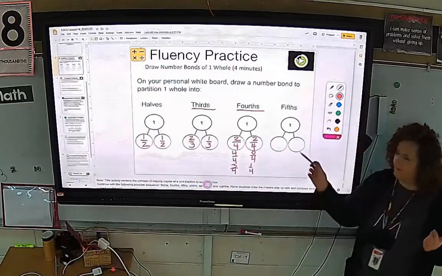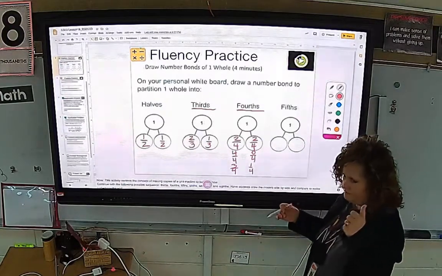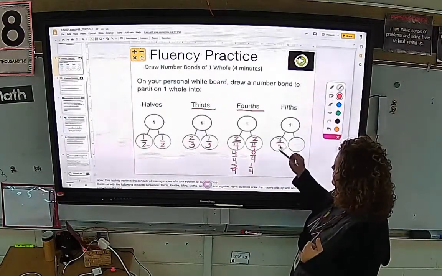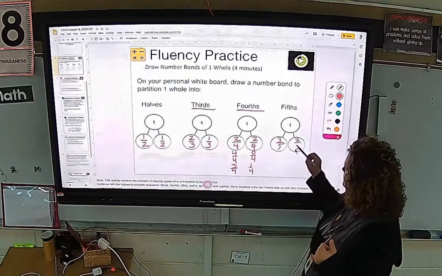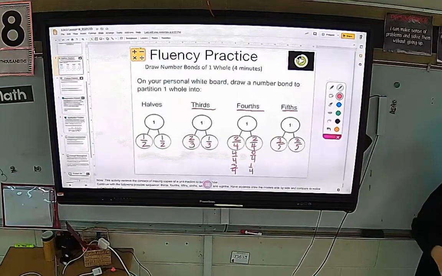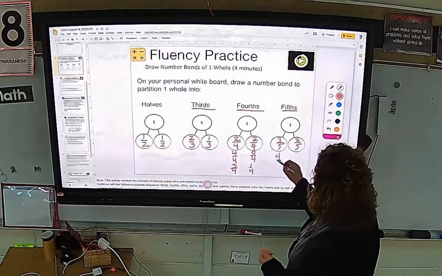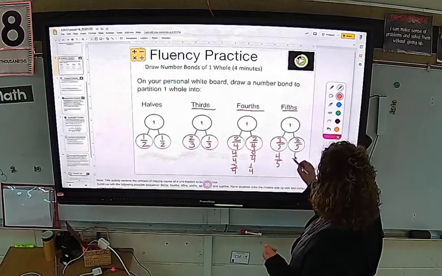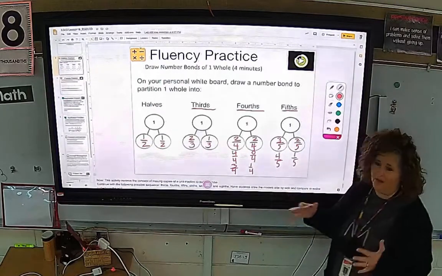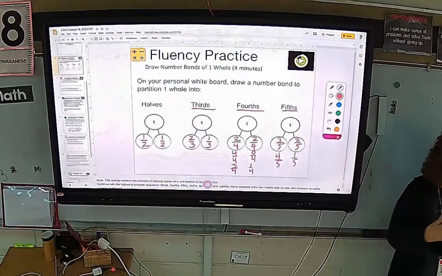Okay. What about fifths? Let's just throw out a way to make fifths. Go ahead. 3/5 and 2/5. 3/5 and 2/5. And of course, the larger our number gets, we get more and more ways to do this. Yeah. 4/5, 1/5. Basically, any way you could make 5 when you're adding. Okay. Turn all the way around.